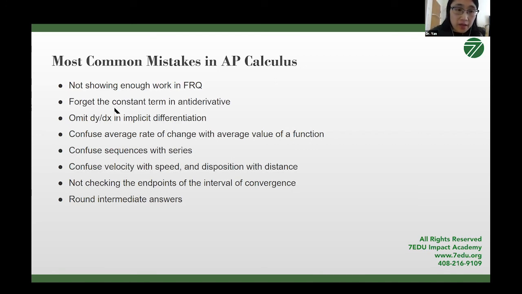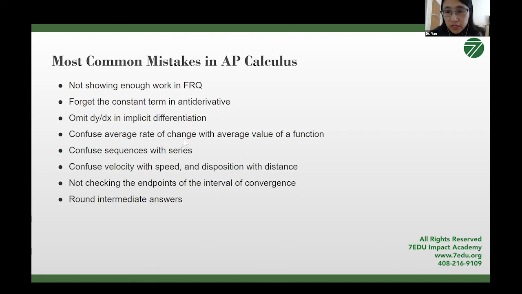And then a second type of common mistake students make is always forgetting to write the constant term in the antiderivative. And similarly, students tend to omit dy over dx in implicit differentiation. The two concepts that students tend to confuse are the average rate of change and the average value of a function.